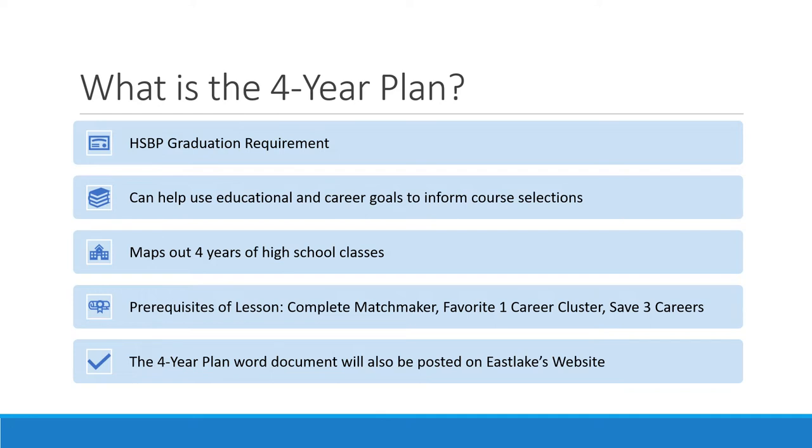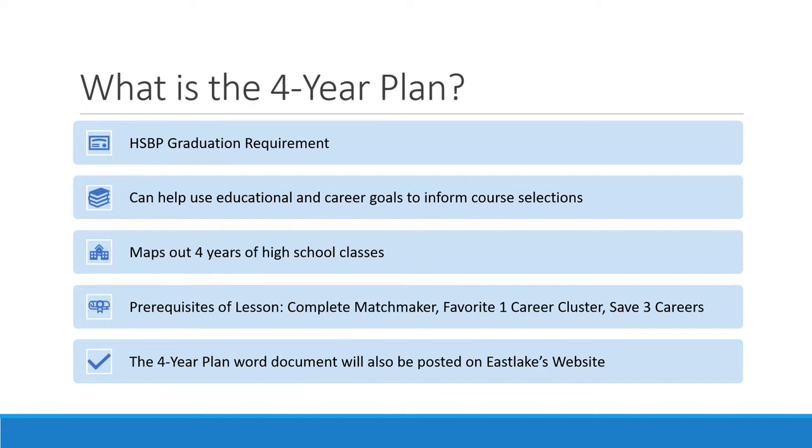So one of those is completing the matchmaker. Most of you have done this already. It's either done in freshman year, and I believe now it's even completed earlier in middle school. You'll need to favorite one career cluster, and this is really just clicking the heart on one career cluster that the matchmaker produces for you. And then save 3 careers to your profile. And so again, it's just looking at what those matches are from the matchmaker and choosing 3 that you like. So those are 3 prerequisites that you'll need to have completed in order to access the lesson.